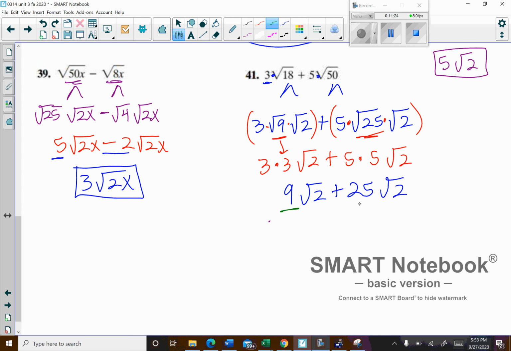And so let's see, 9 plus 25, what is that? 34 square roots of 2. Okay. All right, so that's 3.4 square roots part 1. Okay, so we've got a lot more of these to do as we move forward.